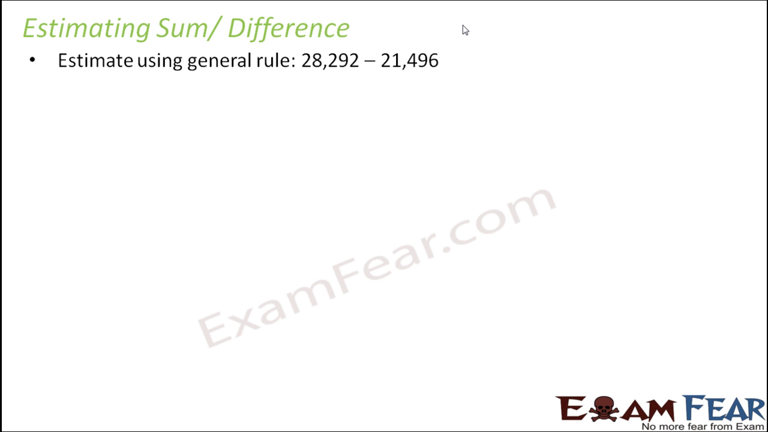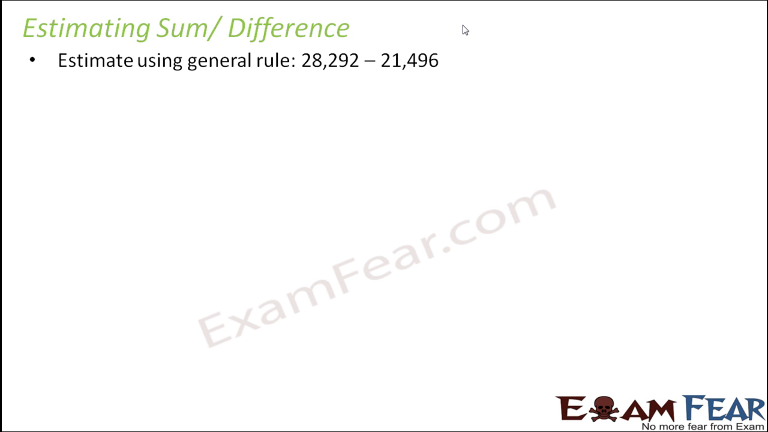So let us look at another example where we have to find the difference. We have to estimate, using the general rule, 28,292 and 21,496. We will try to solve this by rounding off to thousands, by rounding off to hundreds, and also by rounding off to 10,000s, and then we will see what results we get in each of the cases.